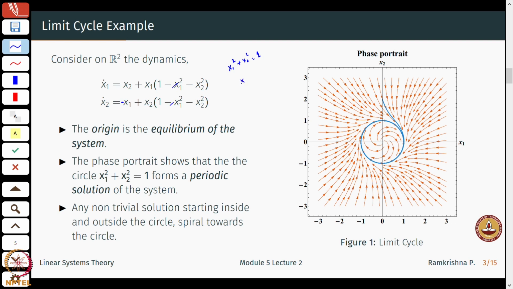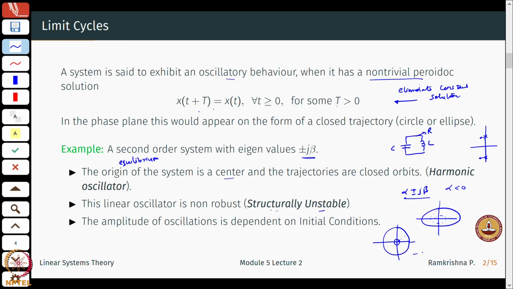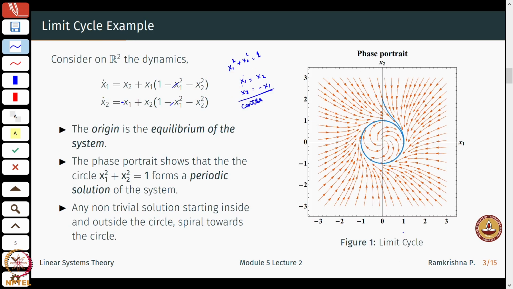So, I have x1 dot is x2, x2 dot is minus x1, and this again corresponds to an equilibrium point, which is a center, right. So, you will have closed orbits of this form. Okay, what is the difference between what we were looking at in cases like this and this is the following.